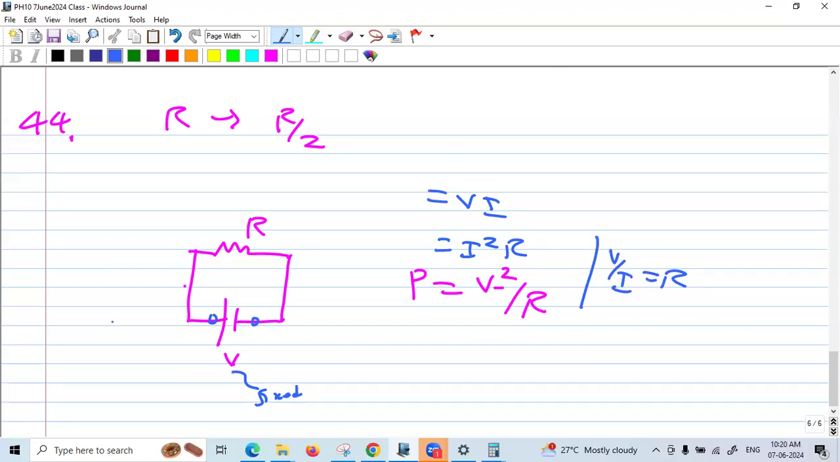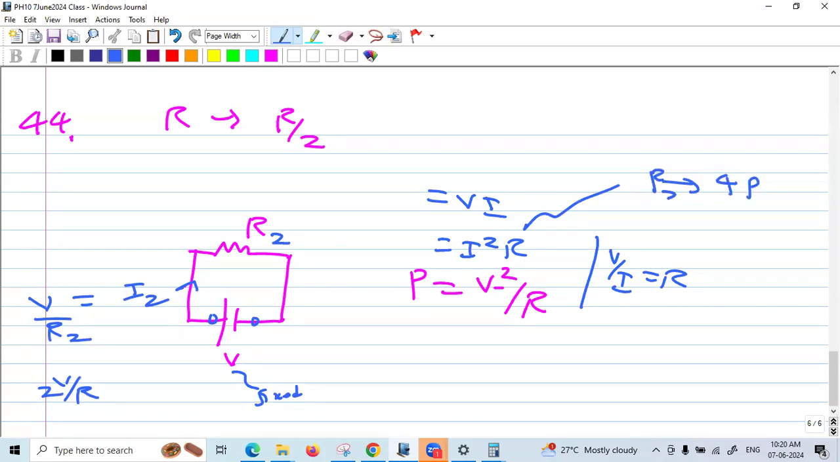Okay. So here in the second case, the resistance changes, so this current will change. So in that case, I have to find I2. The resistance value is R2. That also I can do. I2 will be V, V is not changing, by R2. Okay. So R2 is R by 2, right? So current will increase 2 times. Okay. But so when current is increasing 2 times, use this formula, I square R. The power will go up 4 times. So P2 is 4 times the previous power dissipation.